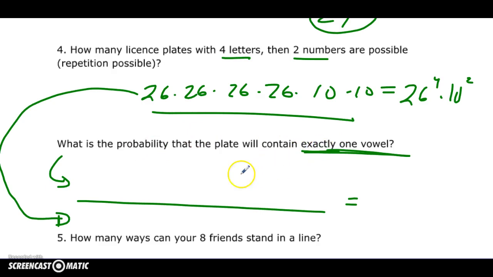If you have one vowel, how many ways can you do this? Well, the numbers are still the same. So we know that. Okay. So 26 and 10 and 10. Let's assume repetition is still possible, okay, except you can't repeat if you have exactly one vowel. So basically there are 5 vowels. We don't count Y, because Y is not a vowel here.